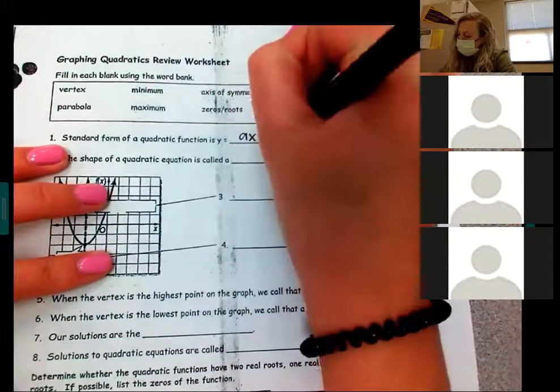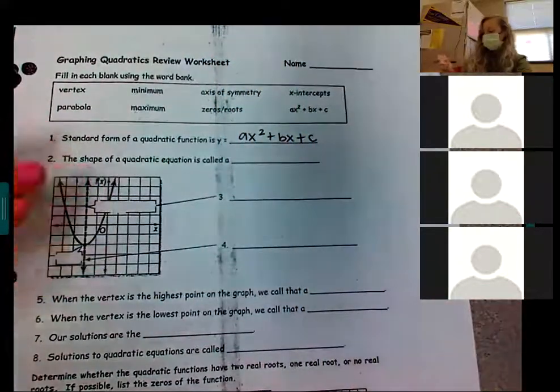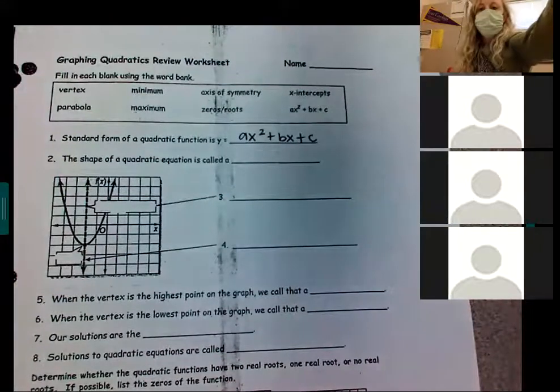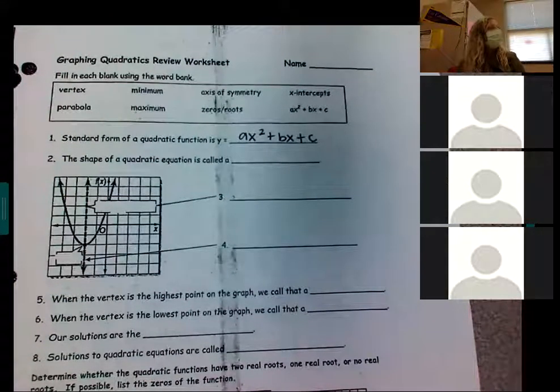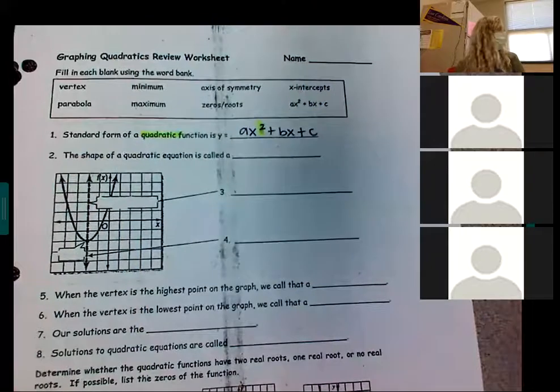AX squared plus BX plus C. Now, do y'all remember when we did polynomials and anytime it was squared, I told you that meant it was quadratic? Oh, God, I hope so. That was literally right before spring break. It wasn't that long ago, y'all.